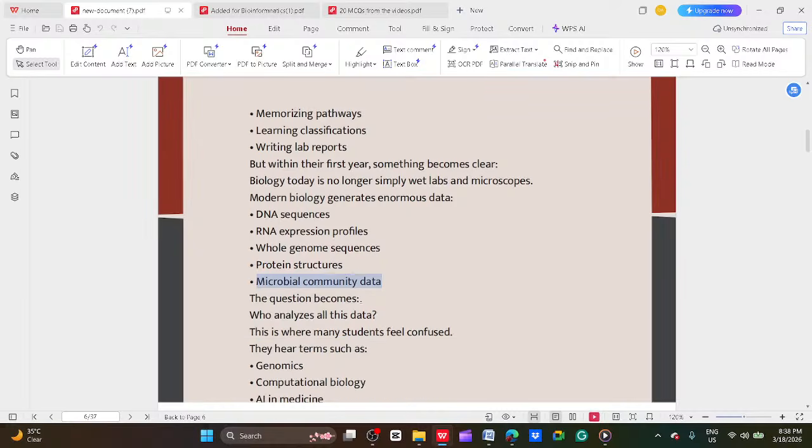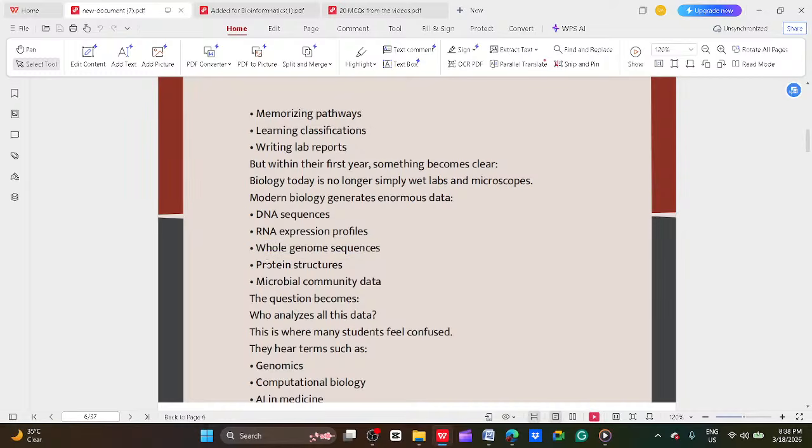So now the question is, who analyzes all the data from DNA, all the data being generated every second within an organism? We have already gotten more than enough data, but nobody knows how to analyze it. When you pick up Mycobacterium tuberculosis, the whole genome is about 5.5 million base pairs.